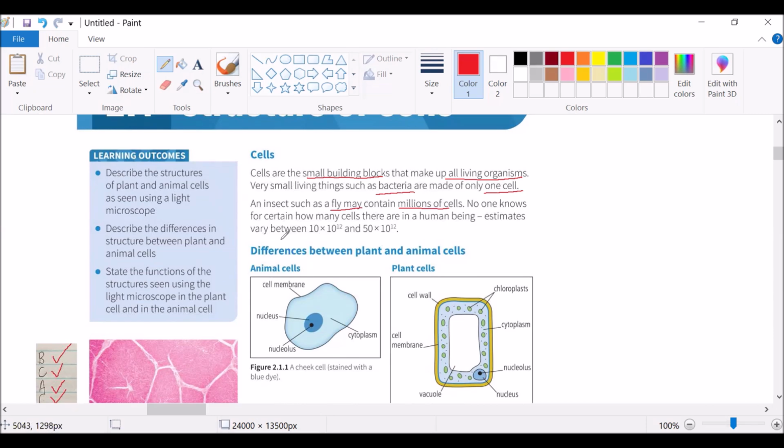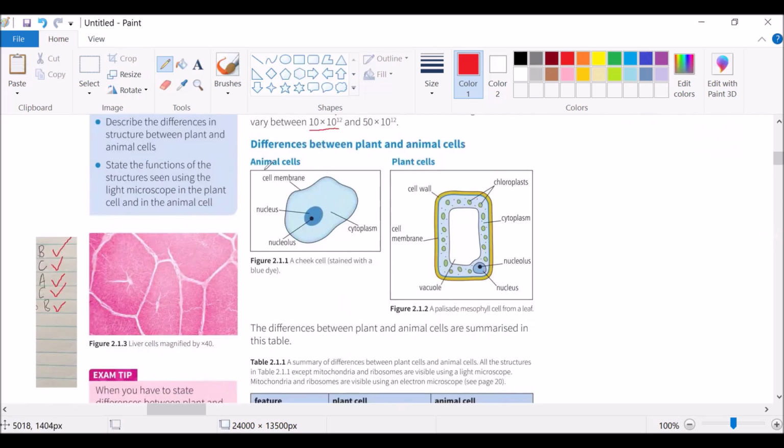No one knows for certain how many cells there are in a human being, but estimates vary between 10 times 10 to the power 12 and 50 times 10 to the power 12. So the number of cells can be estimated to be between 10 trillion to 50 trillion.